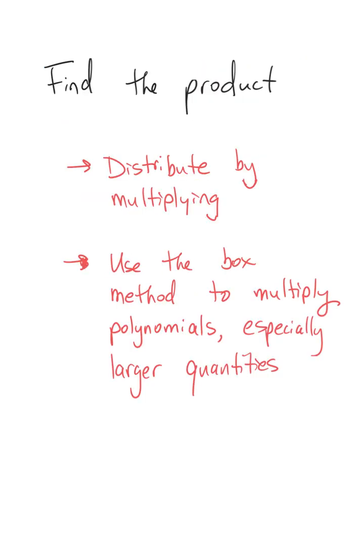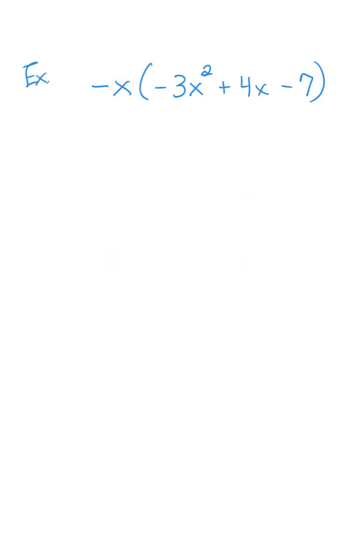All right, so the other thing that we talked about is find the product. Sometimes finding the product is simply just distributing because you only have one term on the outside of the parentheses. Sometimes it is multiplying multiple polynomials. So then we're going to use the box method, especially when we multiply larger quantities. So this is an example. We are still multiplying polynomials, but we are just doing one term. So when I do that, that means this guy is being multiplied with every single term inside that parentheses.